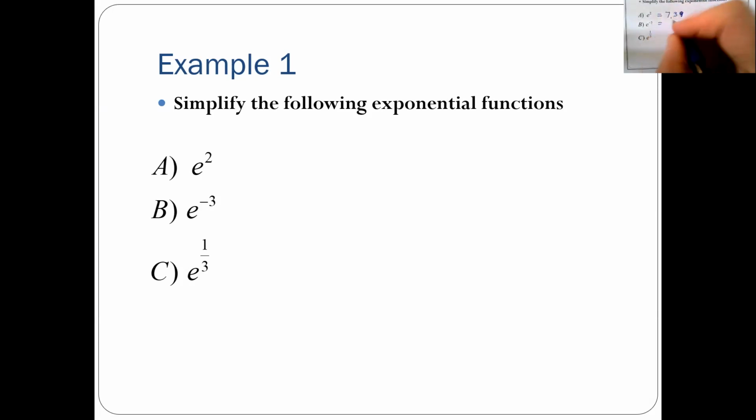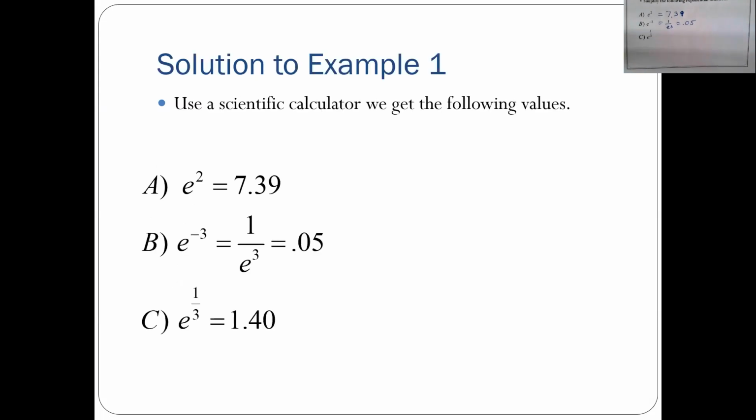Now, e to the -3, remember that's essentially 1 over e to the 3rd power. And that would be, if we did that on a calculator, 0.05. And then if we do e to the 1/3 power, you would get 1.40. So that's just kind of how it works out if we plug in those values into the calculator.